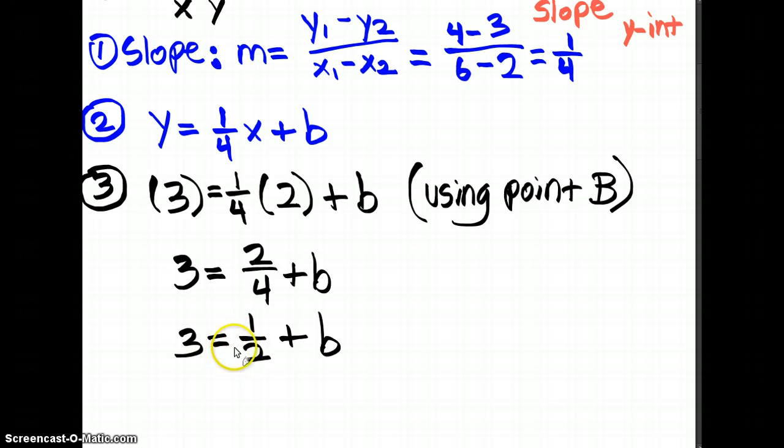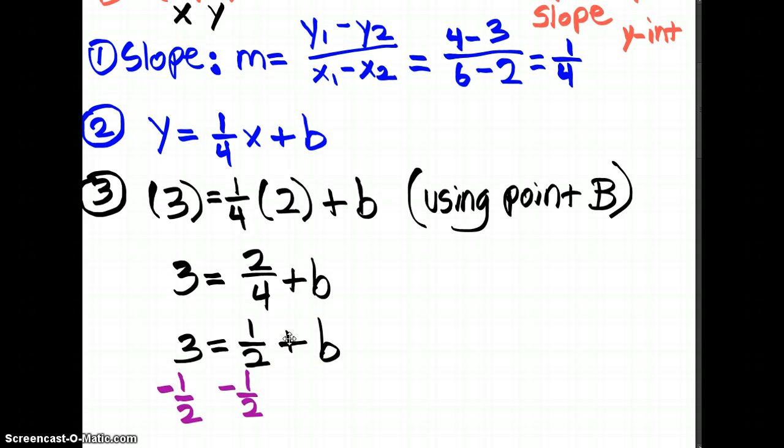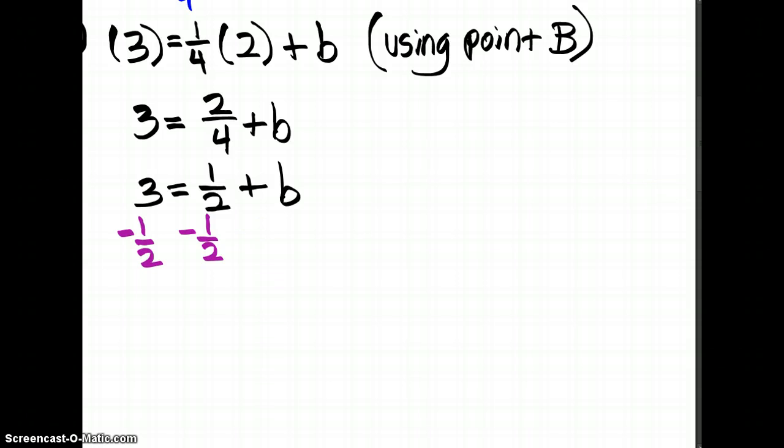What we ultimately need to do is try and get this variable b by itself. So to isolate this variable, we're going to have to subtract 1/2 from the right-hand side. But knowing that we subtract it from the right-hand side, that means we also have to do the same to the left-hand side. So the resulting equation once we do that is going to be 3 minus 1/2, which gives us 2 and 1/2, is equal to b.